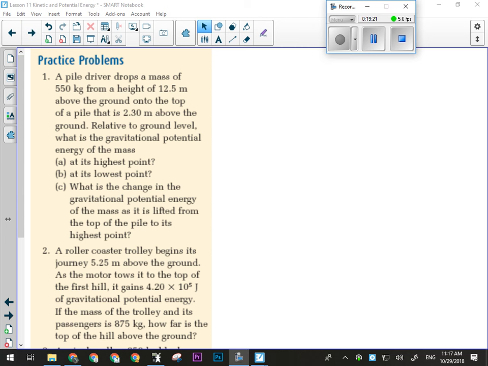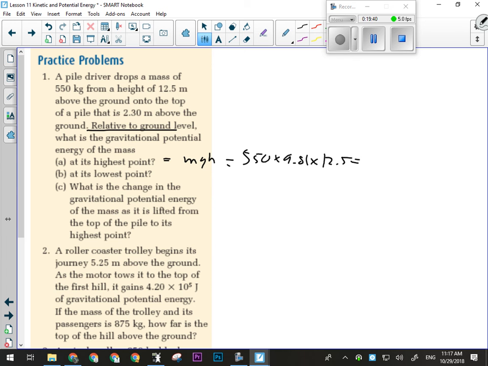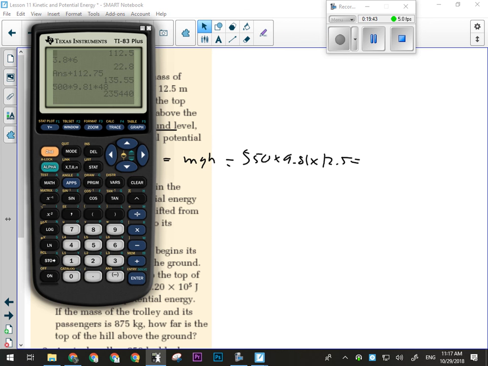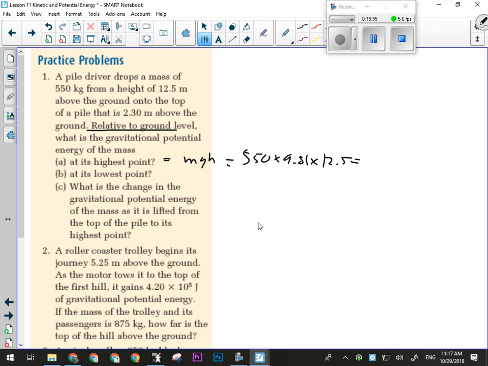All right, so this one's not too terribly difficult. The big thing here is it says relative to ground level. All the numbers we're given are relative to the ground, so we can just use those. So we'll have m times g times h for the first one. That'll be 550 kilograms times 9.81 times 12.5 meters. So it's got 67,443.75 joules of energy at its highest point.